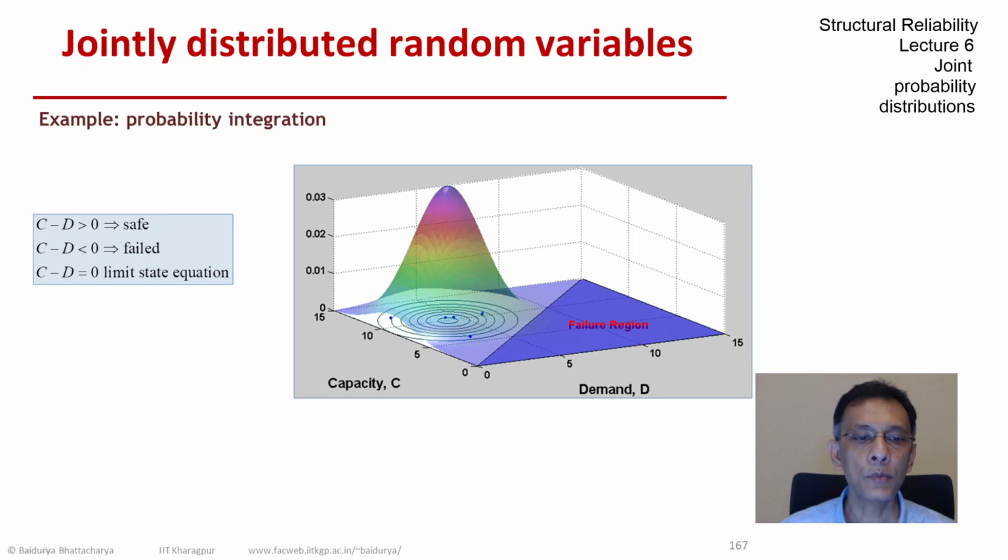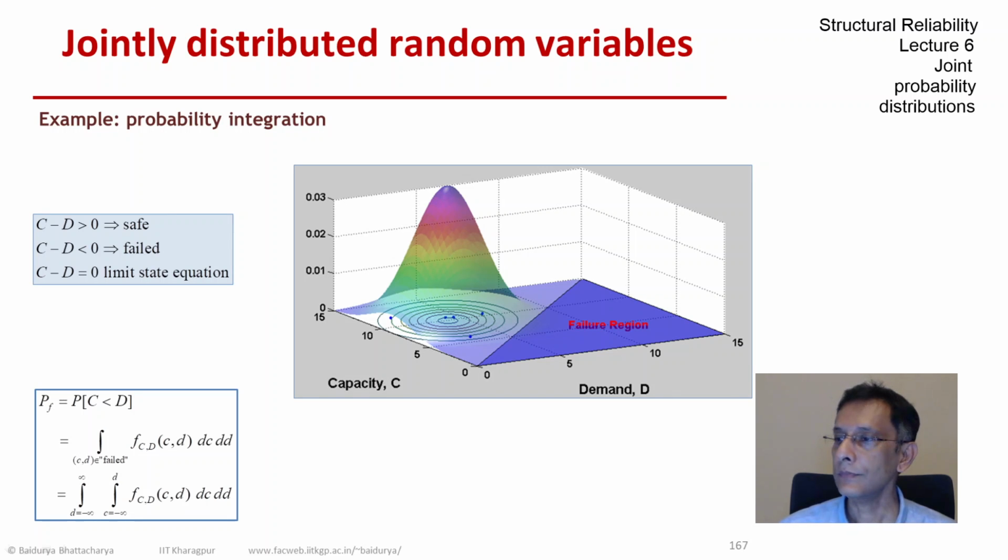So the failure probability would be actually to find the probability content of the failure region, which you see marked in a darker blue color on the CD plane. And what we would like to do is to integrate under this density function surface over the region defined by the failure condition.